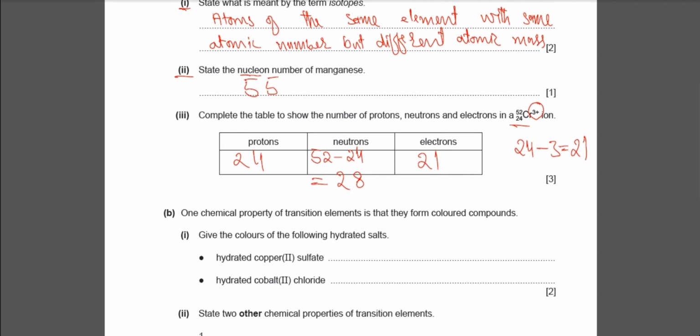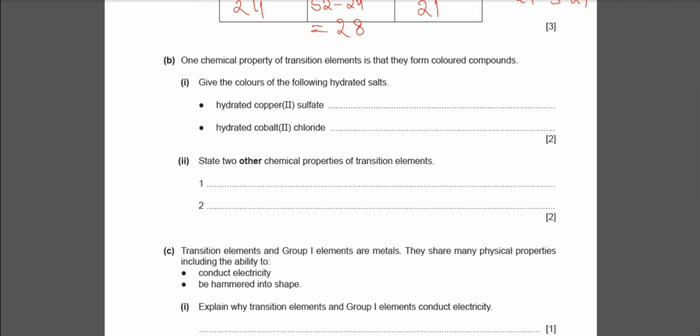Very simple question. Next, one chemical property of transition elements is that they form colored compounds. Give the color of the following hydrated salts. This question is, I recommend, from the water topic, where we learn the chemical test for water.